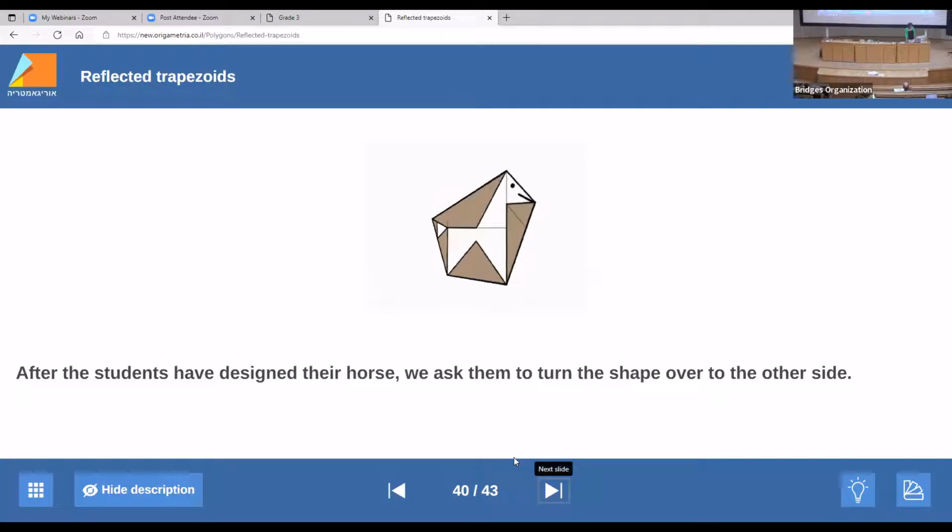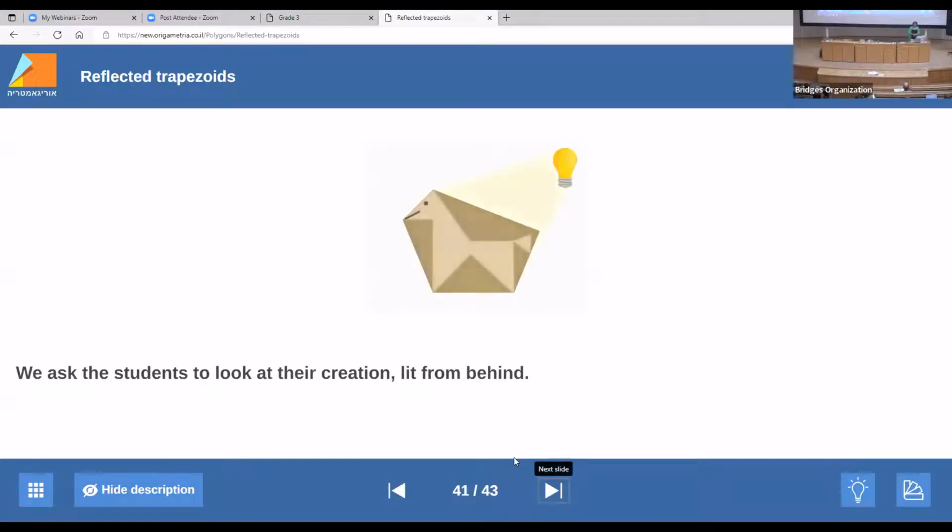Wait a minute. If you put a light, you can see the horse from the back. So if you look at the light, you see the horse. Just take a picture of you. Where is Paul? Come from here. You see the horse? So if you design it, it will be more beautiful.